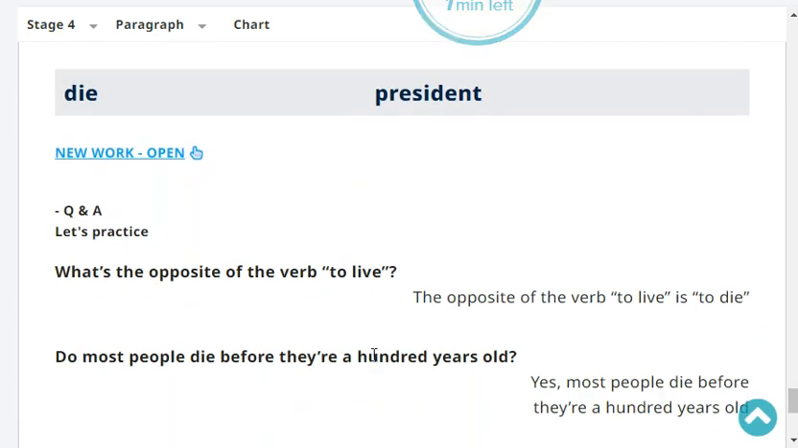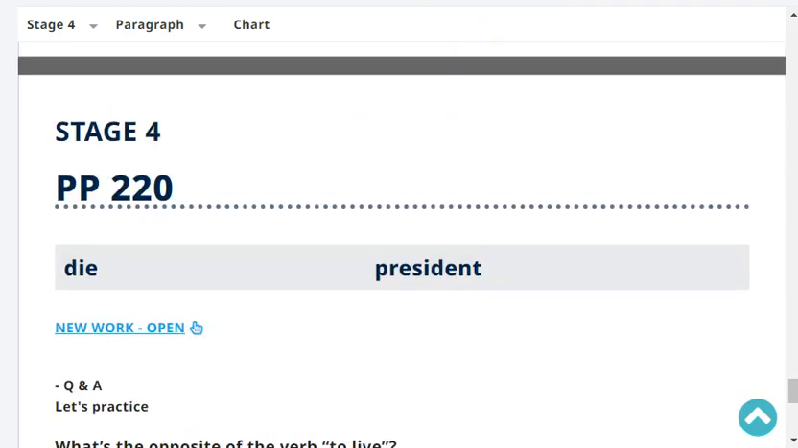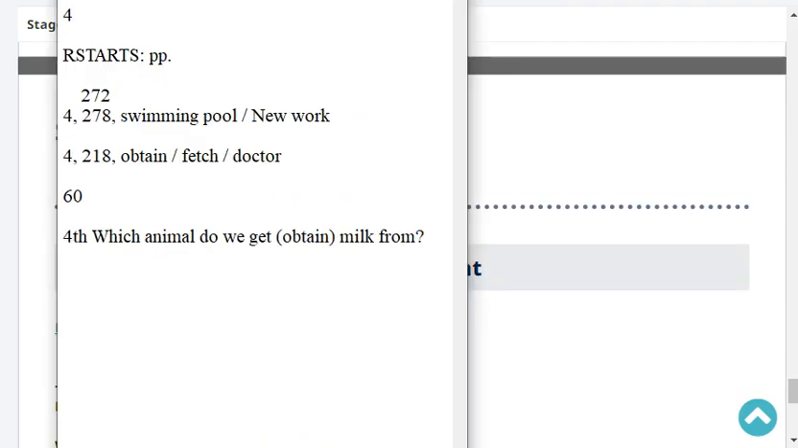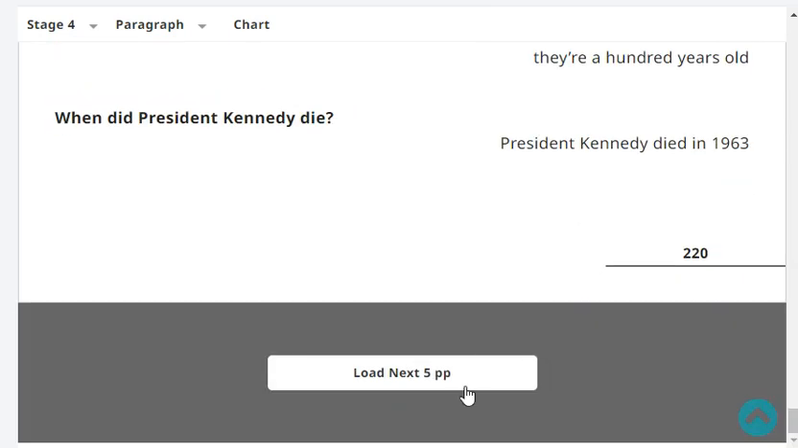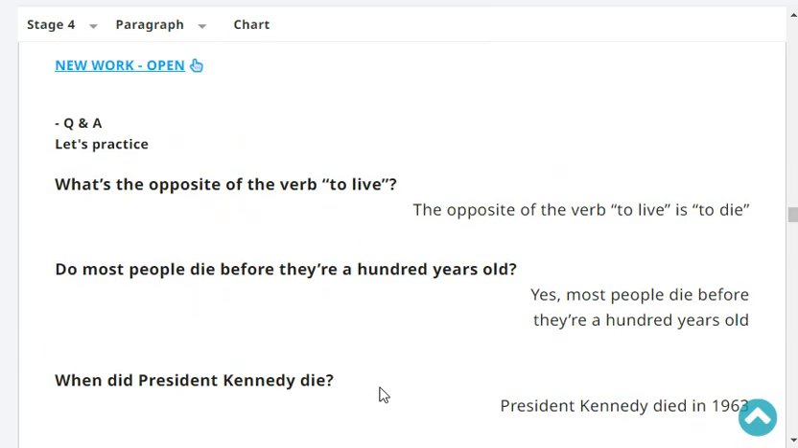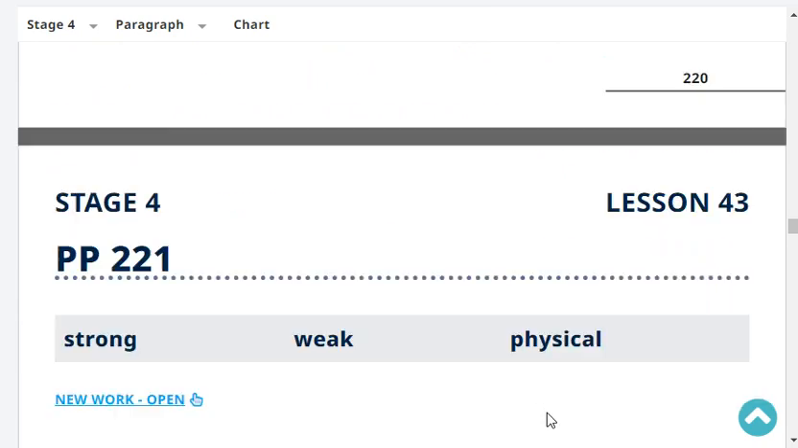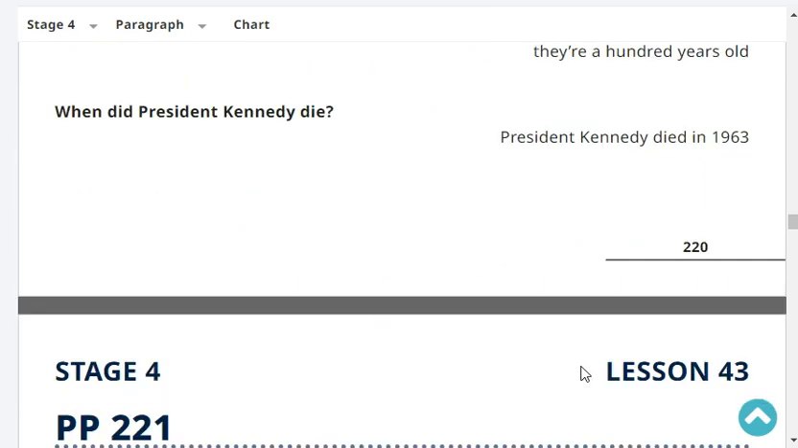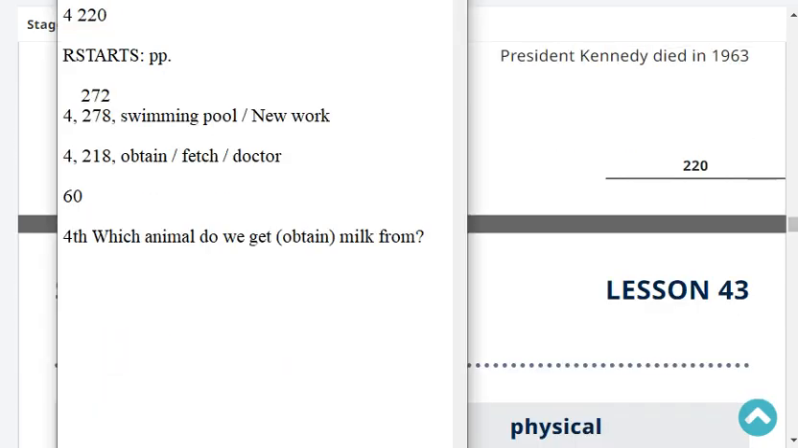What's the opposite of the verb to live? The opposite of the verb to live is to die. Do most people die before they are 100 years old? Yes, most people die before they are 100 years old. When did President Kennedy die? President Kennedy died in 1963.